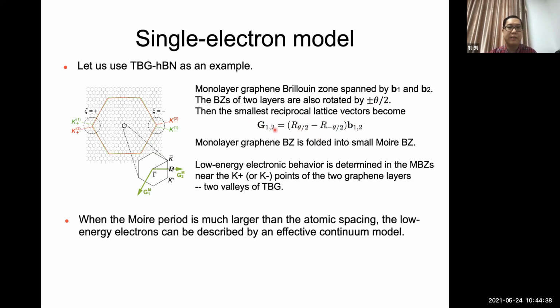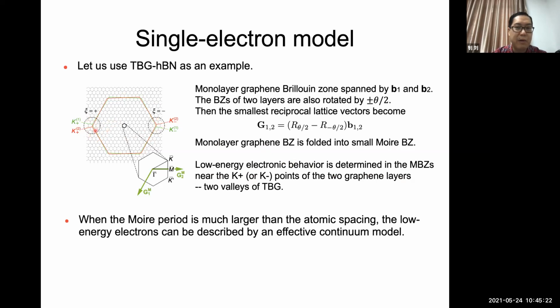And then you can see that this G1 and G2 are very small compared with the original B1 and B2. So this means the monolayer graphene Brillouin zone is folded into small Moire Brillouin zones. And in this figure, this large hexagon is the original monolayer graphene Brillouin zone, and these small hexagons are Moire Brillouin zones. And then for low energy electronic behavior, we can focus on the Moire Brillouin zones near the K plus or K minus points of the 2 graphene layers, namely this region and this region.